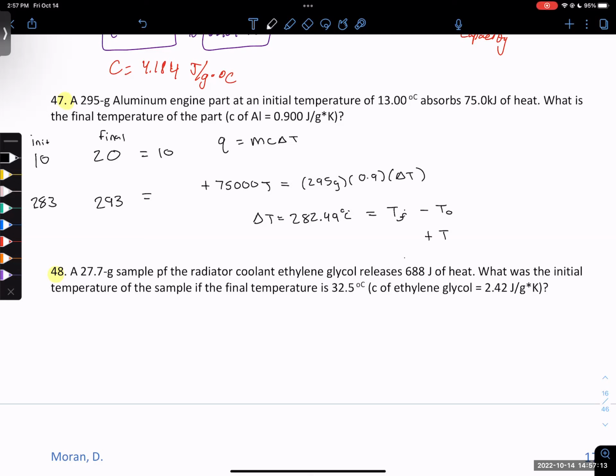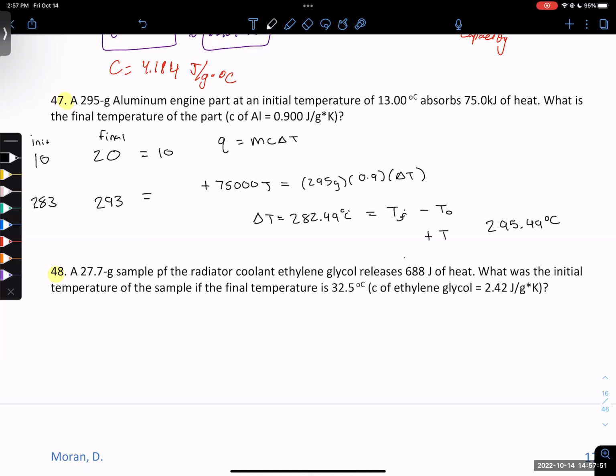Okay, so I'm adding the original 13 degrees, and I'm getting 295.49. So my answer in Kelvin is correct, but the answer in Celsius is not. What did you get for Kelvin? 295.49. I think it's degrees Celsius. Yeah, see what I mean? I got the right number, just not the right units. 295.49 degrees Celsius is what I get when I just do it without changing anything to Kelvin.